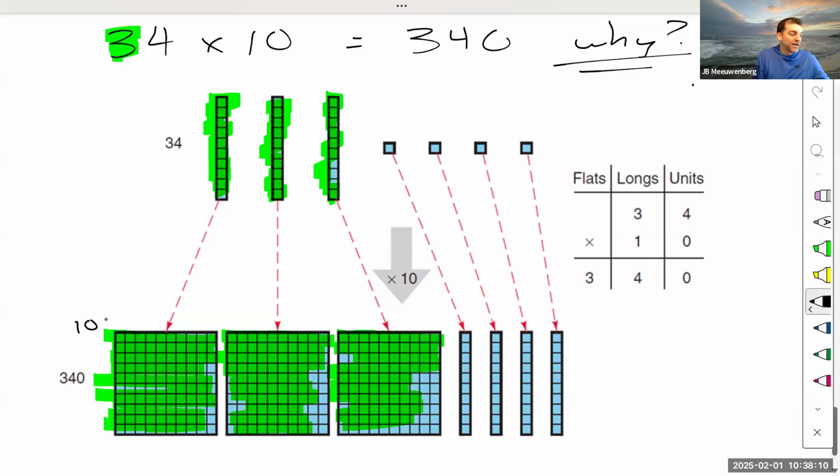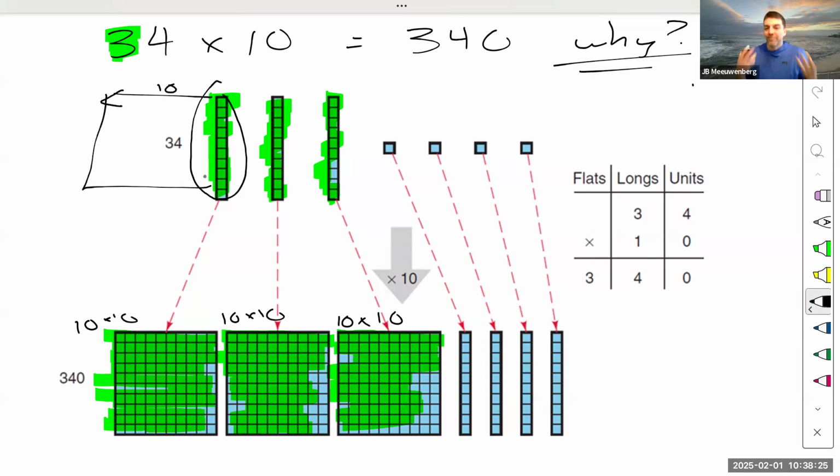So this is now a 10 by 10. This is now a 10 by 10. And this is now a 10 by 10. And how many do we have? 3 of them. Each one of these long pieces got extended by a 10 and turned into a flat, right? So it's kind of like they all move up a level into the next size of those rectangular arrays.